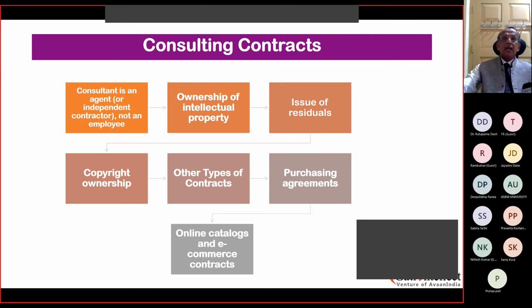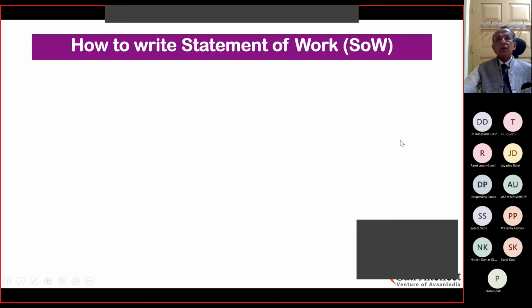Okay, then comes copyright ownership, other types of contracts, then purchasing agreements, then online catalogs, e-commerce contracts and all that. Okay, any clarifications? Can I move on? I'm moving on to a very important subject called how to write statement of work.